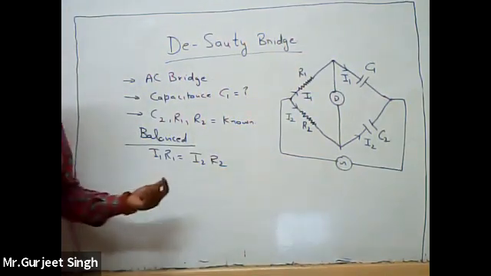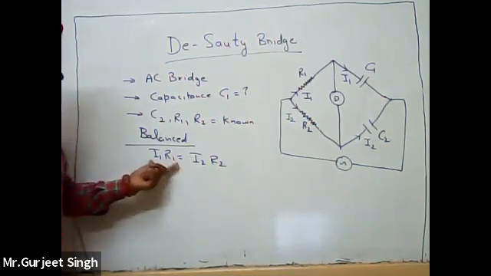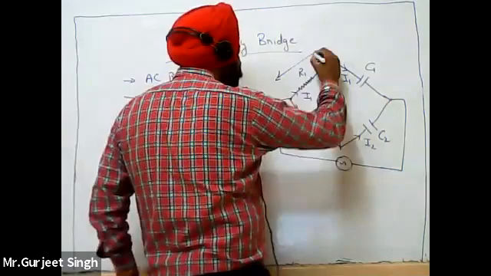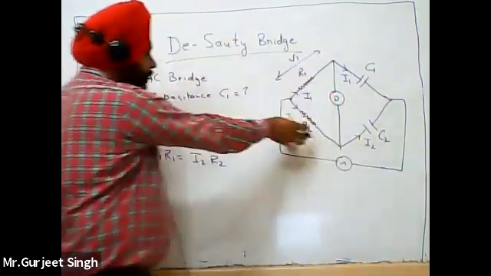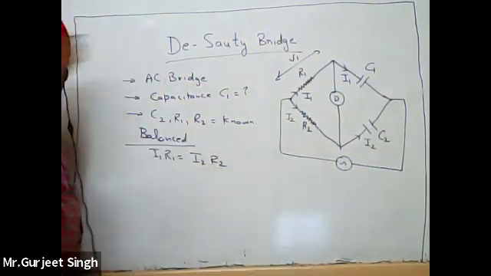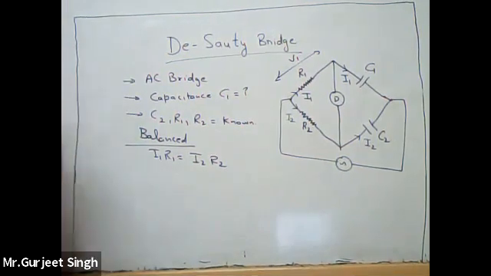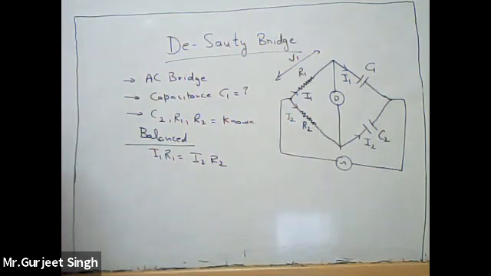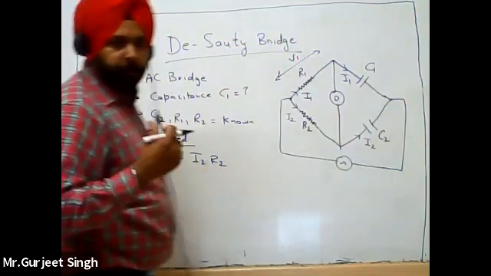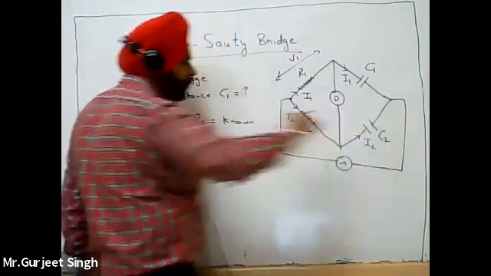According to Ohm's law, V is equal to I into R. So I1 R1, this V1 voltage across this R, is equal to the V2 voltage. I1 R1 is equal to I2 R2 at the balanced condition. Now the voltages of these two arms are also equal, so we will say that V3 is equal to V4.